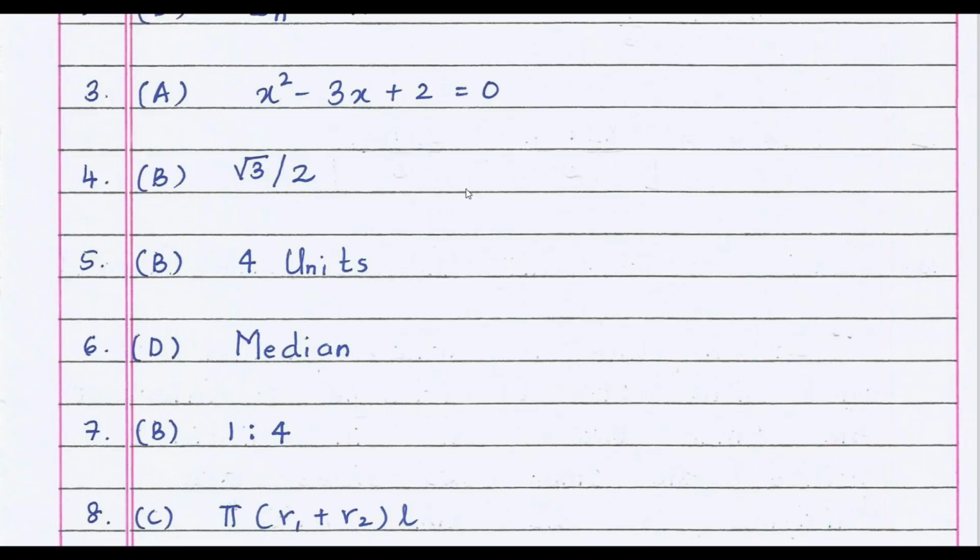Fourth question, A equals 30 degree, then the value of sine 2A, that is 2 into 30 is 60, therefore sine 60 is root 3 by 2. Therefore the correct answer is option B, root 3 by 2.